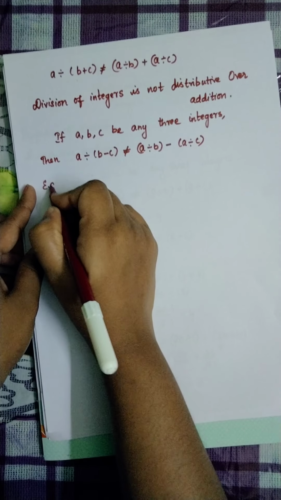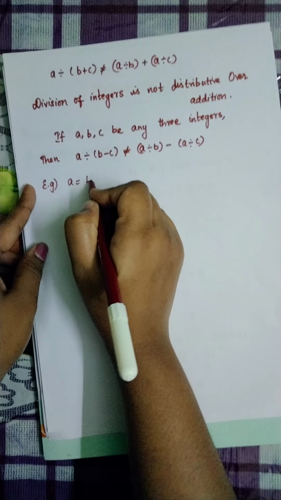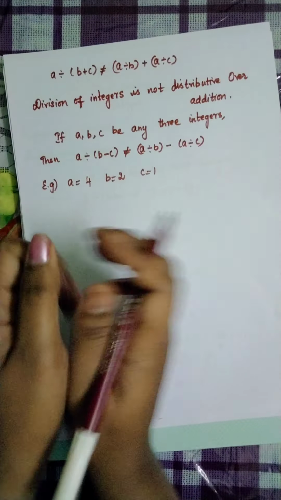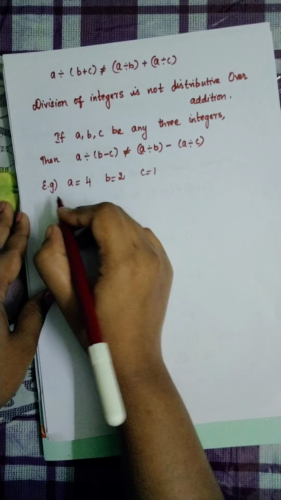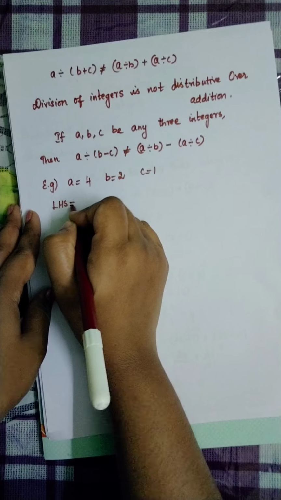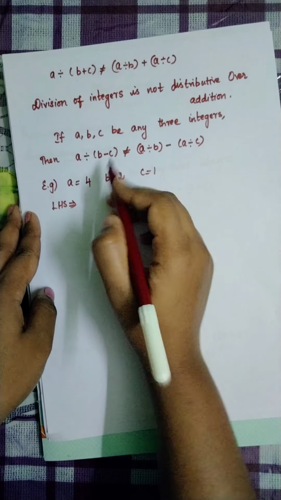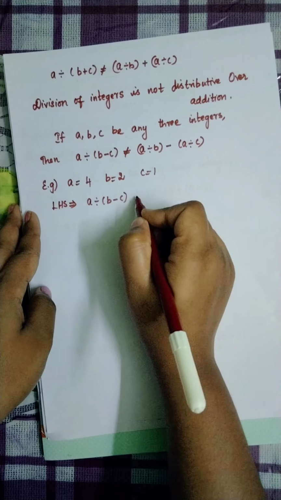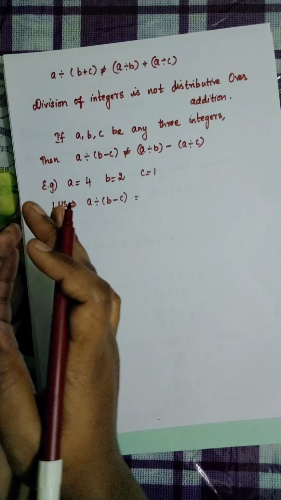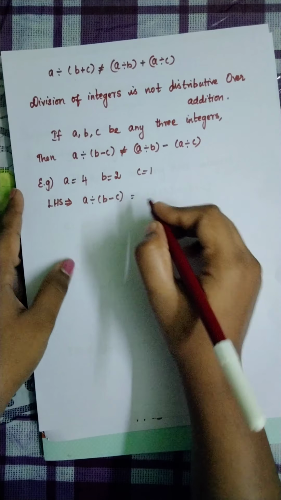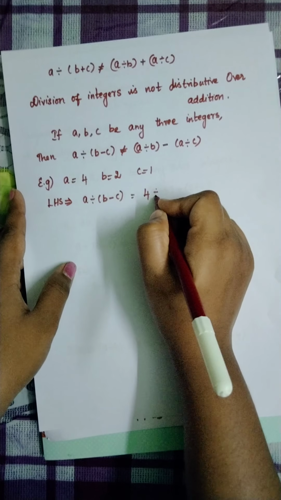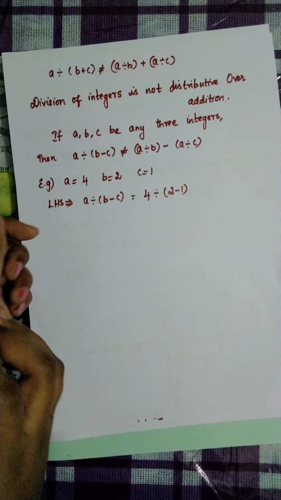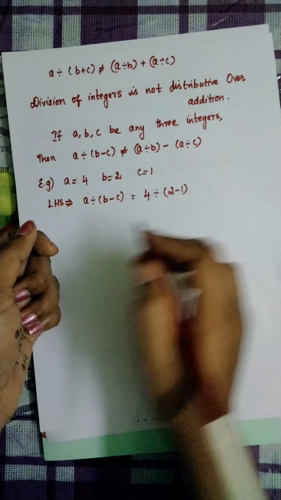For example, the value for A is 4, the value for B is 2, and finally the value for C is 1. We are going to substitute in the above condition. What is the left hand side? It is A divided by B minus C. First we are going to find the answer for the left side. The value for A is 4, 4 divided by the value for B, which is 2, minus 1. So 4 divided by 2 minus 1.